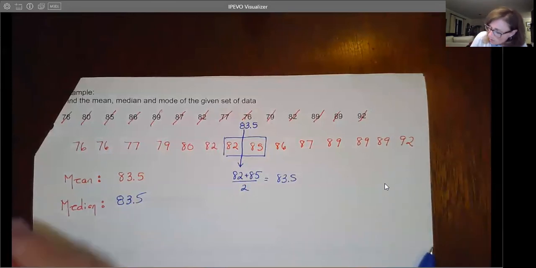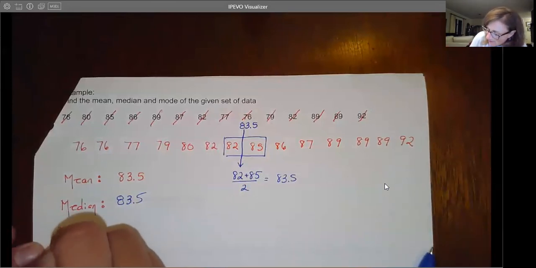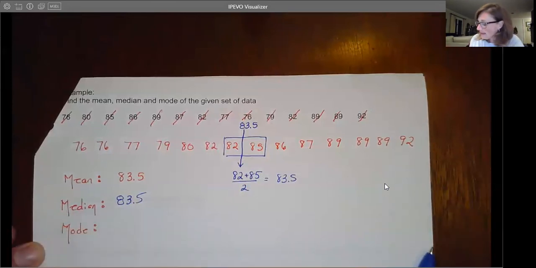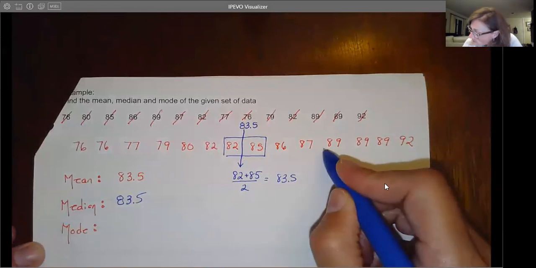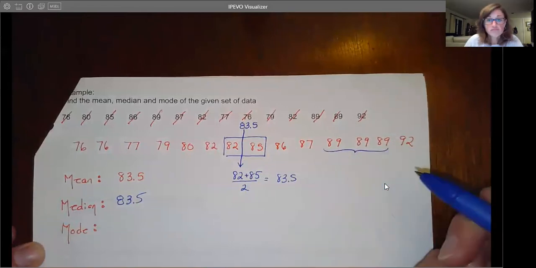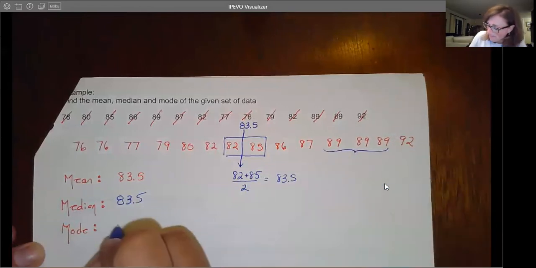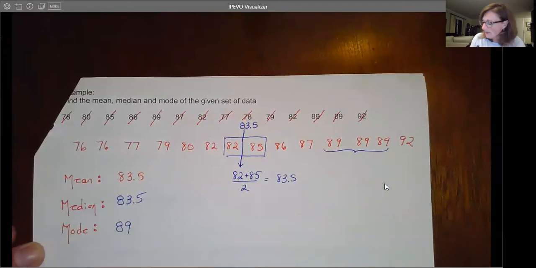And then the mode is super easy, right? It's just the piece of data that has been repeated the most. Looks like 89's it, right? 89 is that piece of data that was used 3 times, and that was the most frequent occurrence.